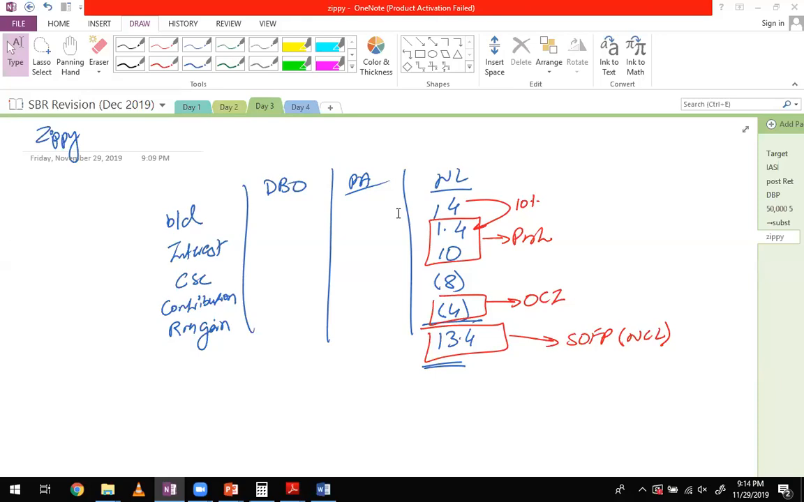Galaxy S9 is saying, is it not the difference between 14 and 13.4 that should go to NCL? Basically, if we are making an accounting entry, then we can say that the P&L should be debited by 11.4, which is 10 plus 1.4. The OCI should be debited by 4. Sorry, OCI should be credited by 4 because that's a gain.